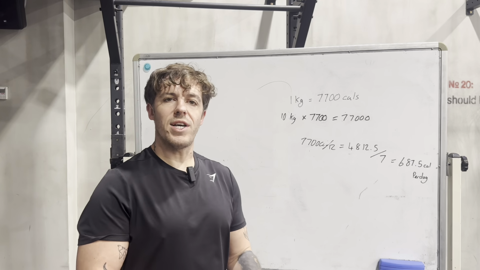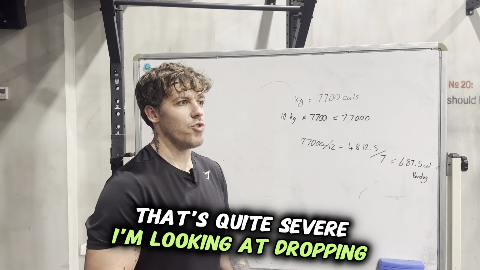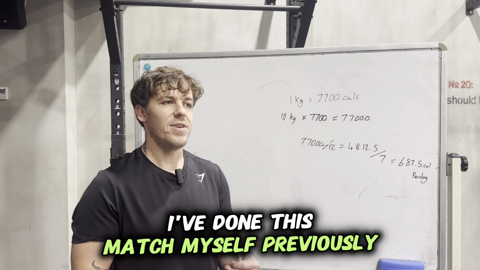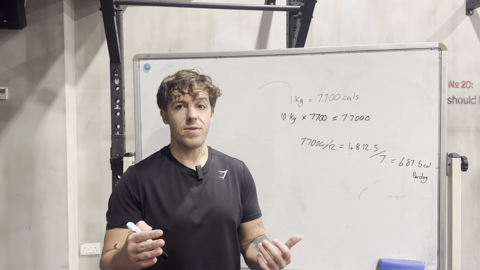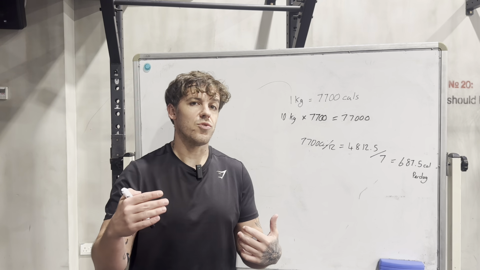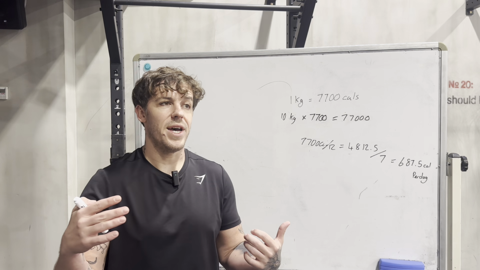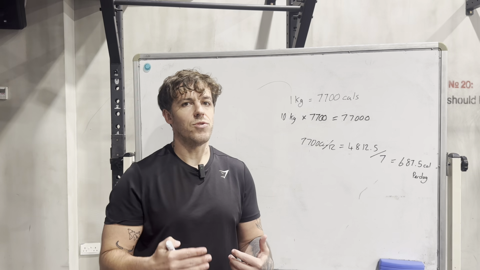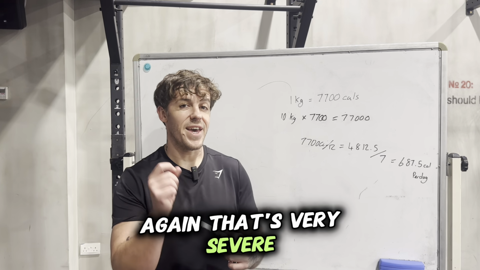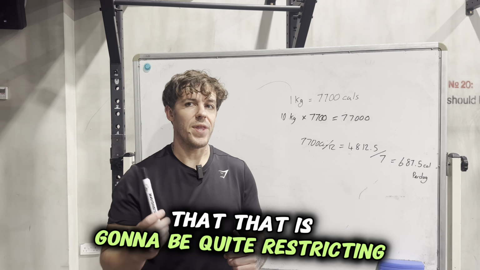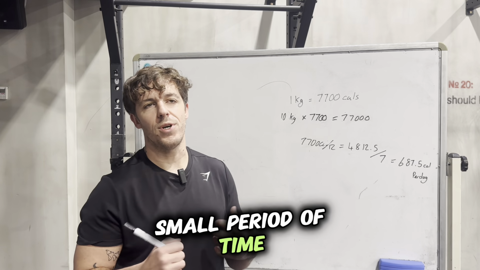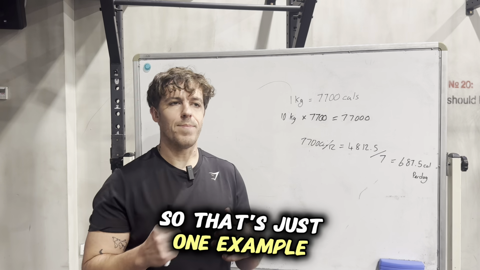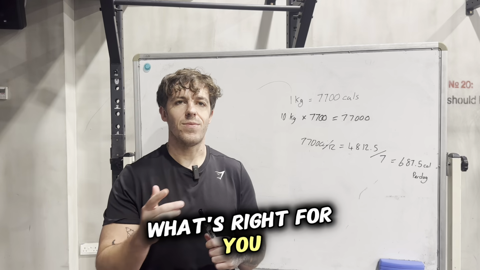And again, that's quite strict, that's quite severe. I've done this maths for myself previously, I am looking at going from my usual 2,600, 2,700 calories per day, and previously more than that, to more like 1,800, 1,900. Again, that's very severe, and that's very strict, and I know that that is going to be quite restricting, but I know it's for a small period of time. So that's just one example, and again, you have to decide what's right for you.